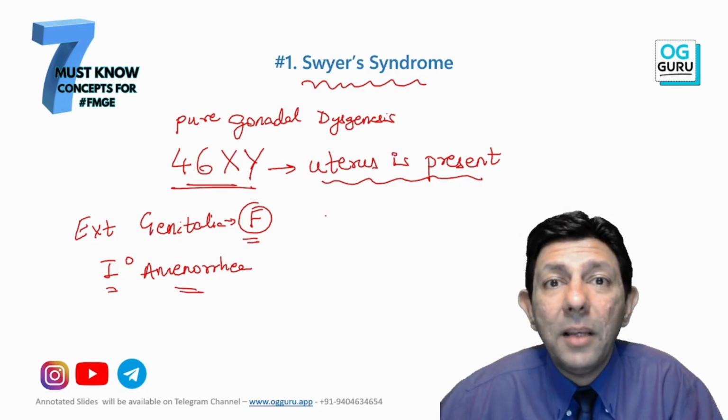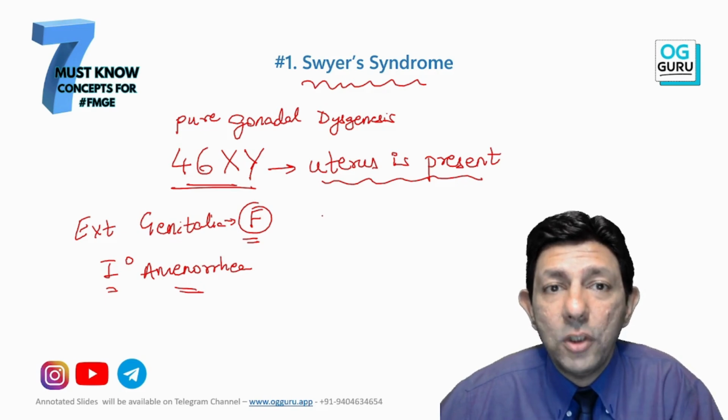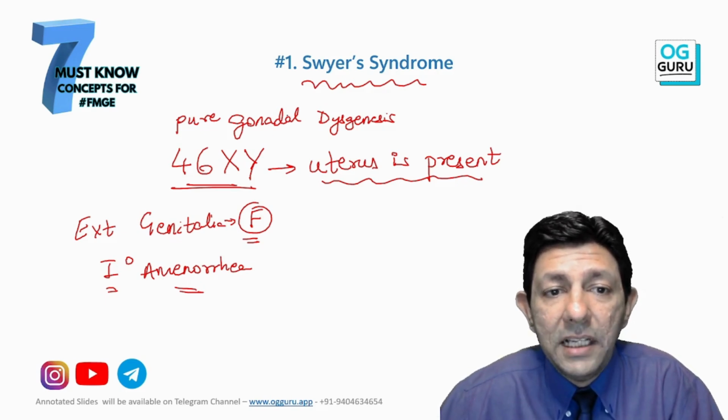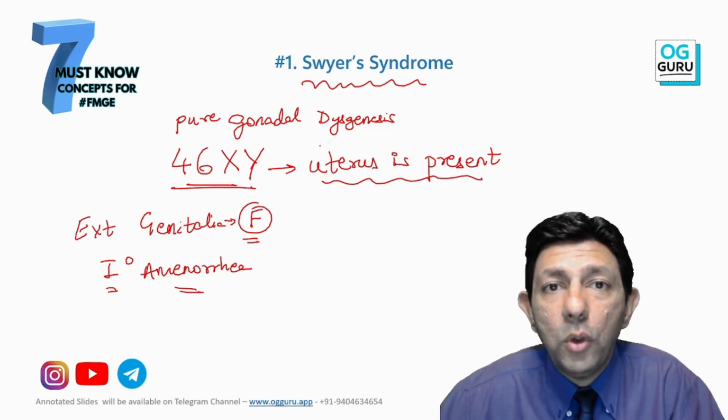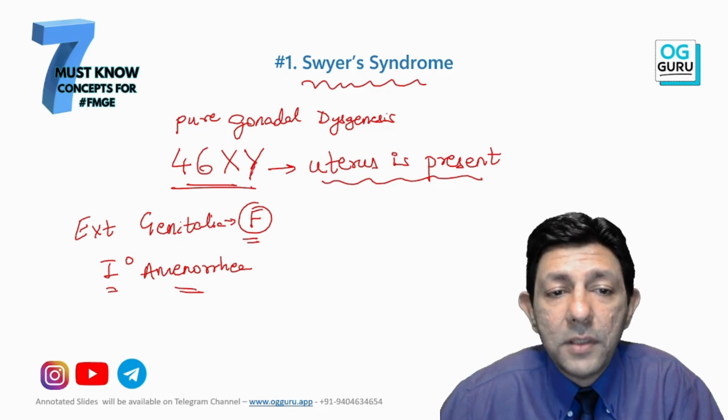So this is your Swyer syndrome. Of course, these gonads need to be removed, otherwise there's a risk of malignancy. You need to give hormones to induce puberty and since the uterus is present, they can start getting menstruation. But the important point is that the karyotype is 46XY.